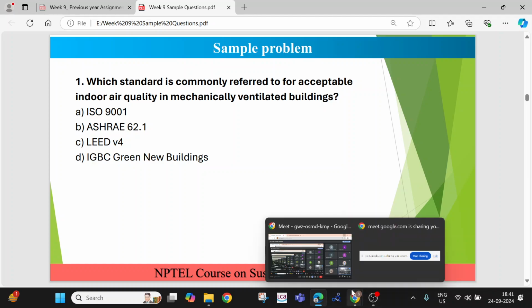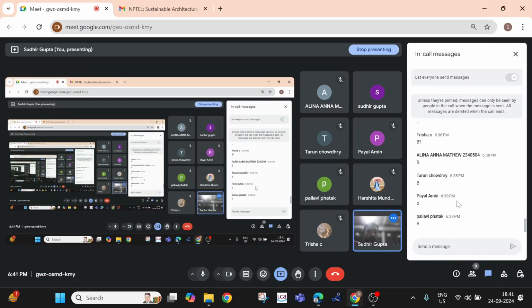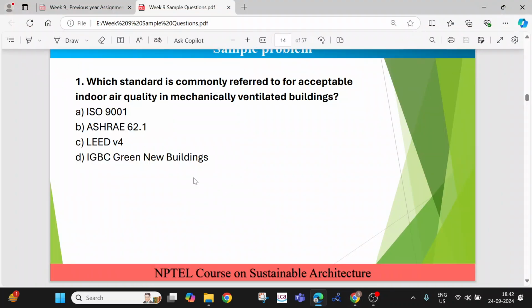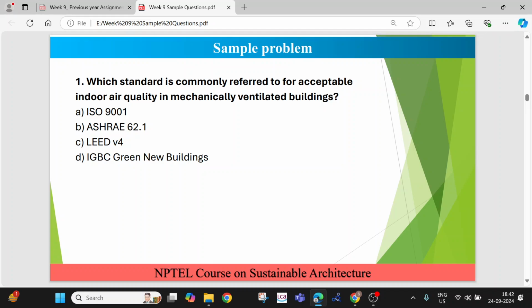Let me see if all of you have answered it correctly or not. Okay. So I think this ASHRAE standard 62.1 was well explained to all of you, and all of you are in the right direction. So ASHRAE 62.1 is the correct answer for this question, and this standard is frequently referenced. You can see it in the research papers, in the lecture slides, or through Google also. Whenever you are talking about mechanically ventilated buildings, they are designed and rated based on these ASHRAE 62.1 standards. Fine.